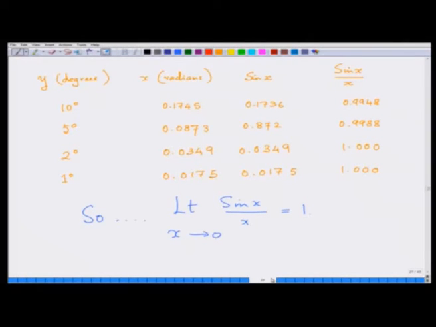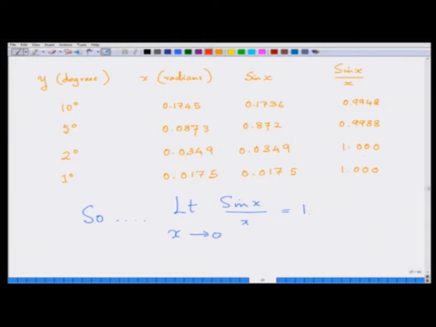Here, because x is going towards 0, I tend to decrease the degree. Of course, if the degree is 0, then we have 0 radian. So when I am decreasing the degree, I am decreasing the radian also. So for 10 degrees you have this, sin x is this, sin x by x is this. For 5 degrees, this is your radian 0.873, then you compute sin x, then you compute sin x by x. Again when you come to 2 degrees, because we have approximated the calculation, it looks like this.